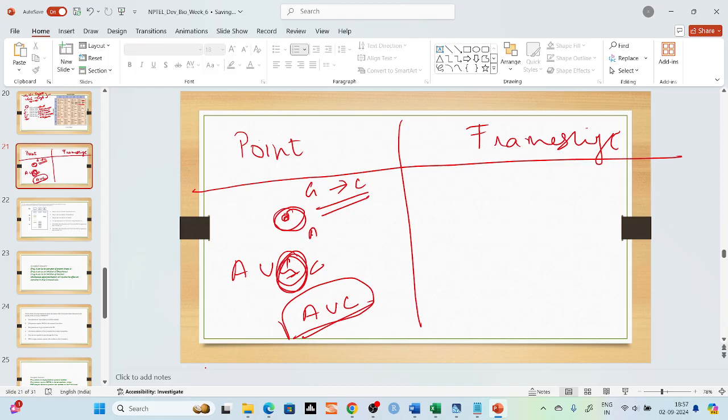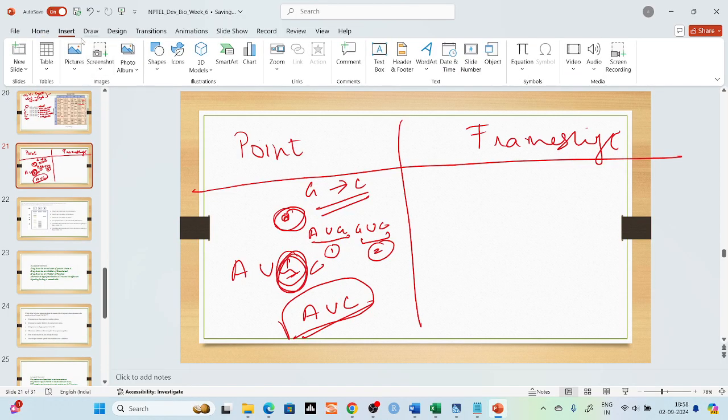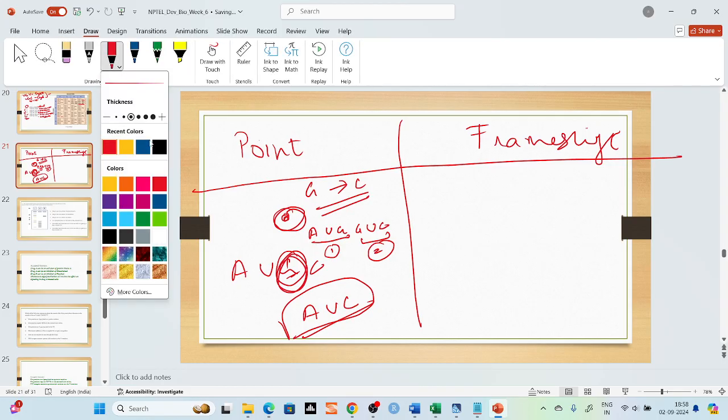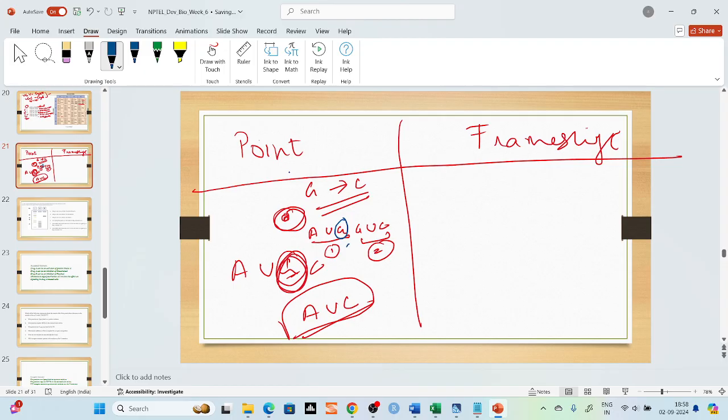Suppose your codon is like AUGGUC. So this is your codon. This is the first codon. This is the second codon. So what has happened in point mutation? Your G has now been replaced by C. So your new codons would become AUC and GUC.